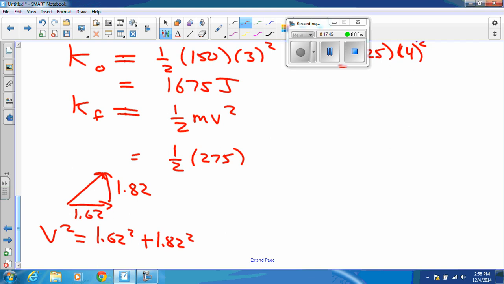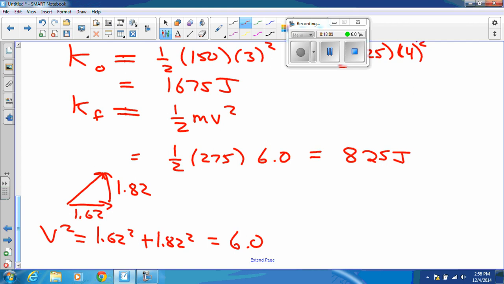I'm looking for v squared anyway, so I might as well just compute that. When I do, magically, I get 6. So that I can replace v squared with what it is, which is 6. And when you multiply all of that out, I believe you get 825 joules.